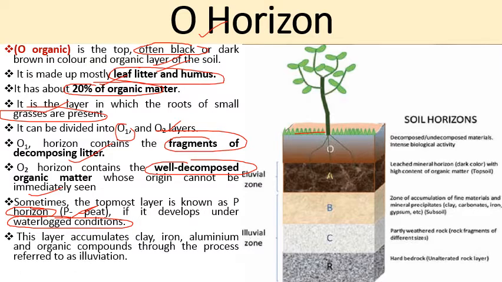This layer accumulates clay, iron, aluminium and organic compounds through the process referred to as eluviation. So इसमें जो accumulation होती है clay की, iron की और other minerals की, that is done with the help of eluviation, that is basically accumulation of the minerals.